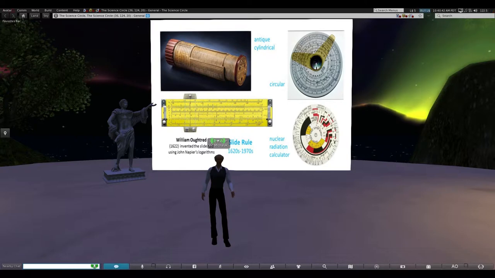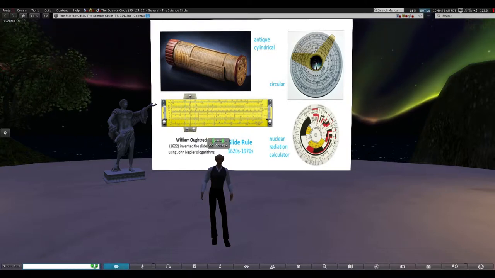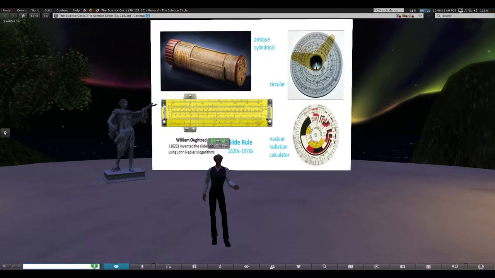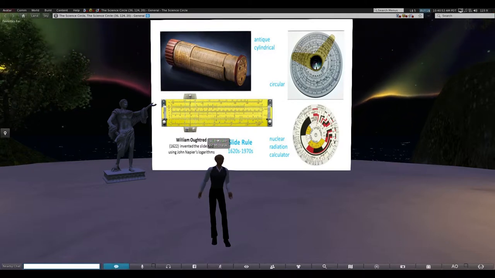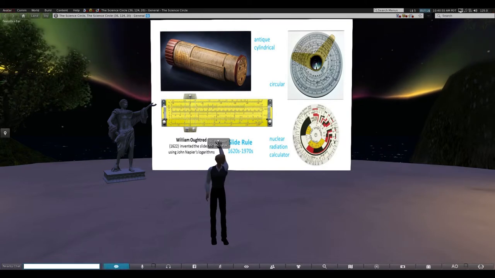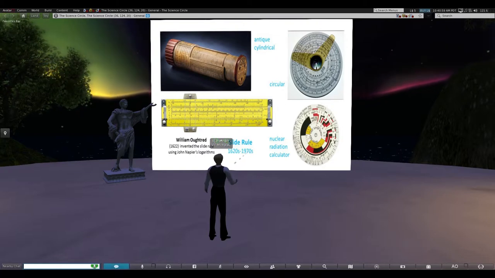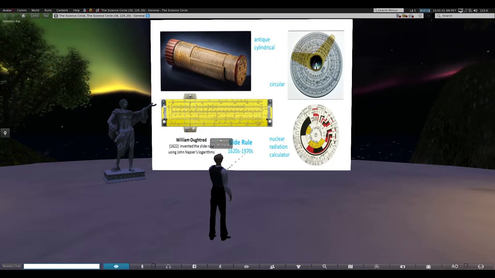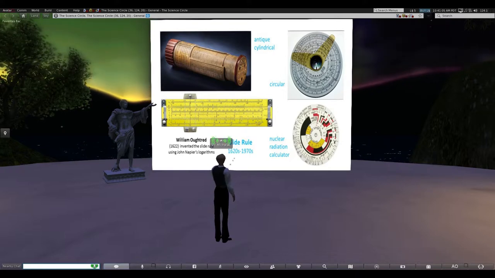Until the 1970s when you had electronic calculators. Now, I'm going to show you something here. If you give me just a second, I'm going to pull something out from behind the screen. I built this earlier this morning, and it's kind of cool, I think.